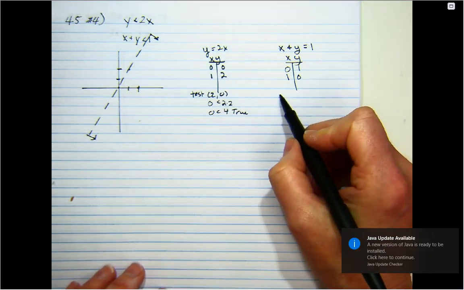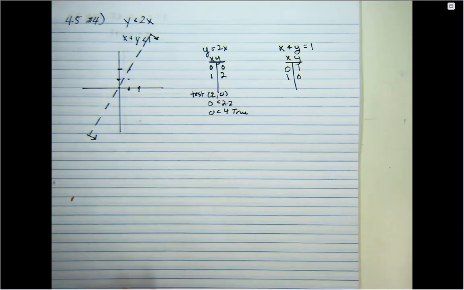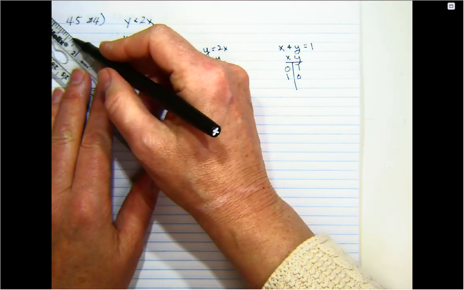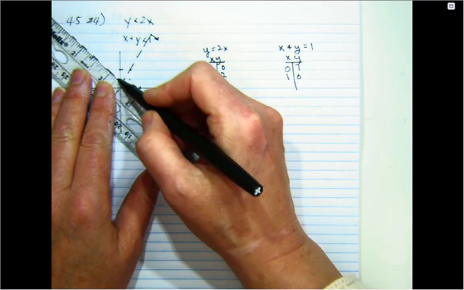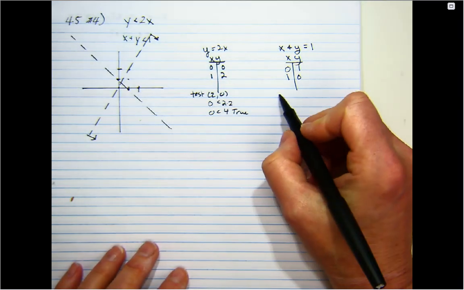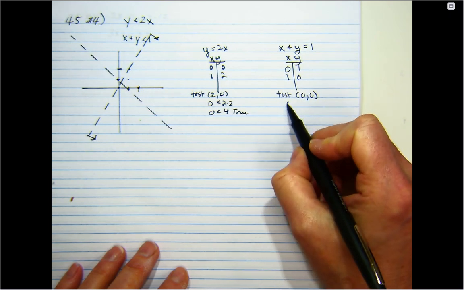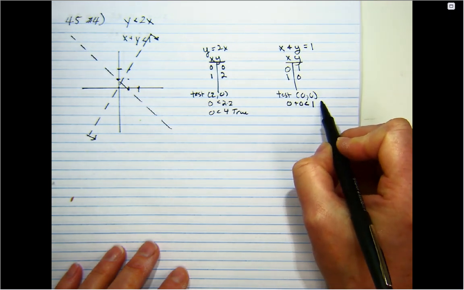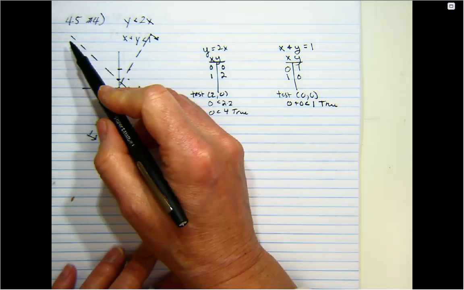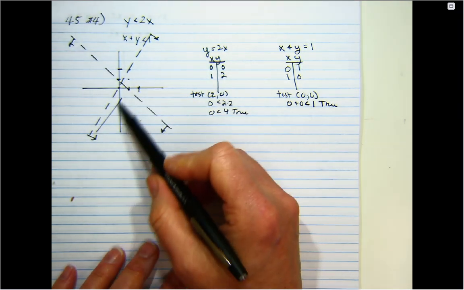Now we go ahead and do the second line, so we go through the point 0, 1 and 1, 0. And then we have to decide to shade above or below that line, so I'll pick the point 0, 0 to test. So 0 plus 0 is less than 1. So I want to pick the side that 0, 0 is on, so I want to pick below. So to be below both dotted lines where these arrows are pointing is in this area.